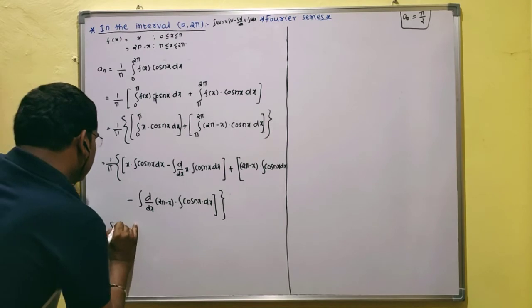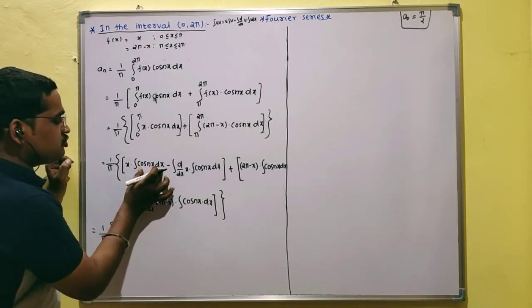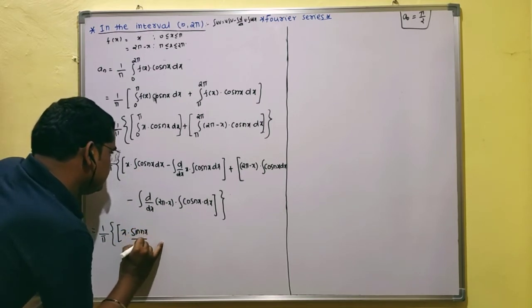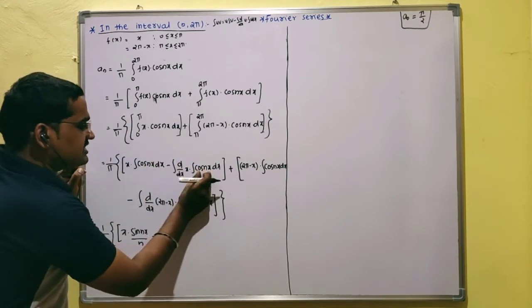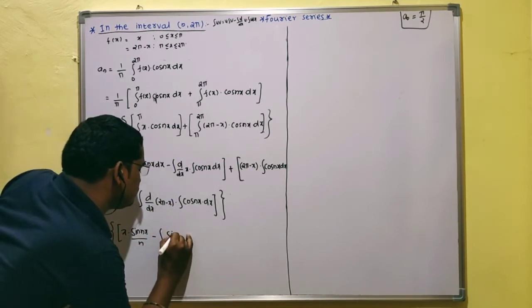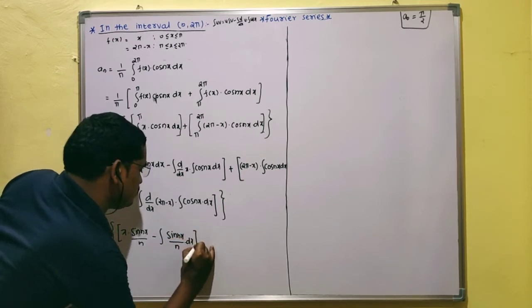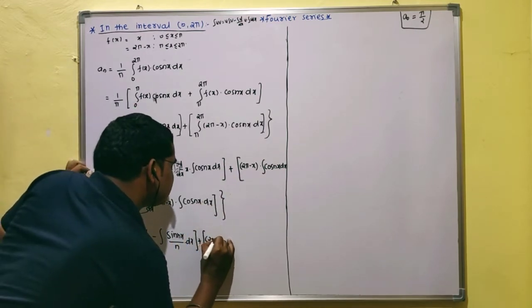Which is equal to 1 upon π as it is in the curly bracket. Now in the square bracket, x as it is into the integration of cos nx, which is sin nx upon n, minus integration of the derivative of x, which is 1, and the integration of cos nx is sin nx upon n, into dx. Now this first bracket is over, plus, now for the second bracket, 2π minus x as it is.